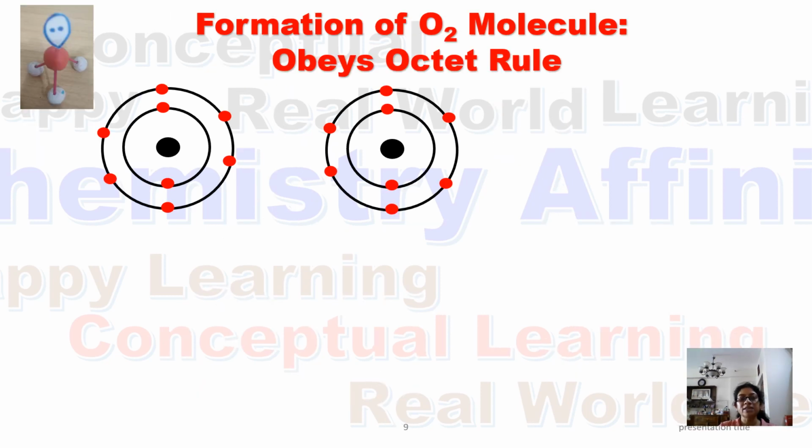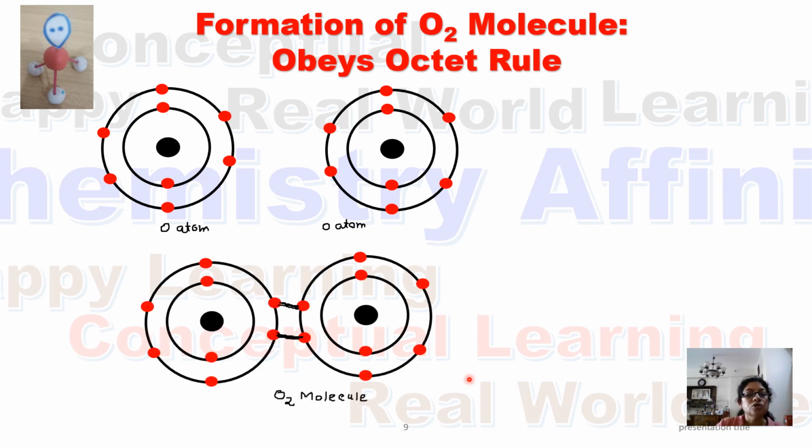Now let's explain the formation of the O2 molecule. It is also an example of a covalent compound. Oxygen has 6 valence electrons. If the two oxygen atoms share 2 electrons with each other, they form the O2 molecule. So this is an example of a covalent compound where we can see they are following the octet rule.